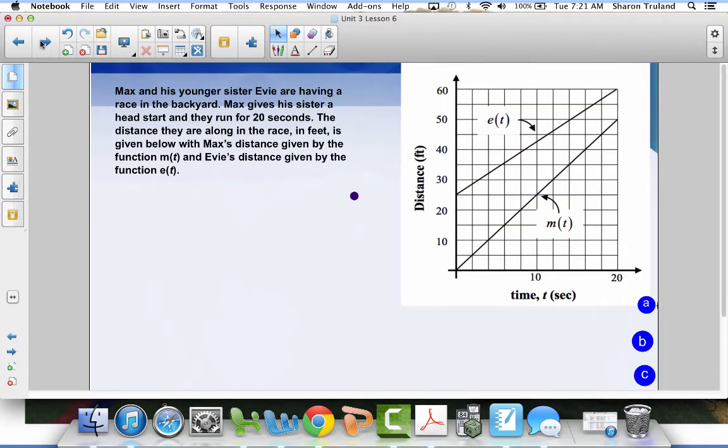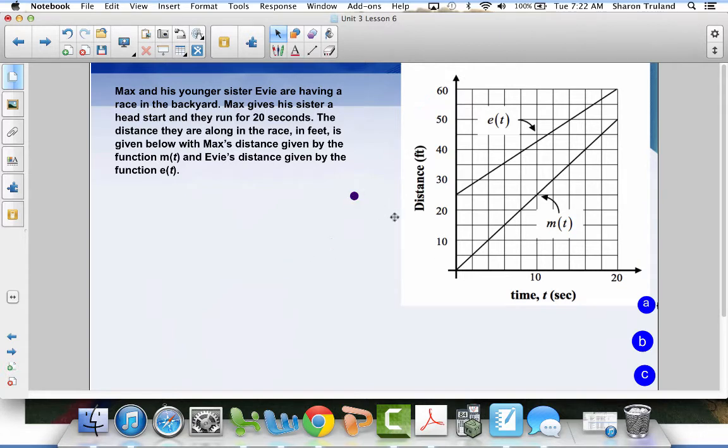So let's start with some basics. We're going to start with rate of change being what you understand the most. Running versus walking. Obviously, running is faster than walking. So in this example 1, we've got Max and his younger sister Evie, and they're going to have a race in the backyard. But Max, being the good older brother, gives his sister a head start, and he tells her they're going to run for 20 seconds. The distance they are along in the race in feet is given here.